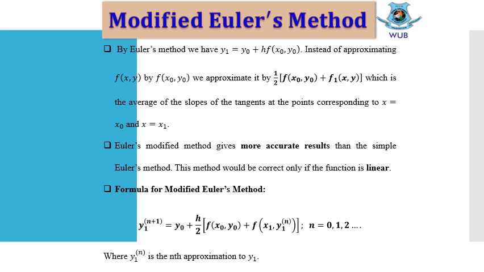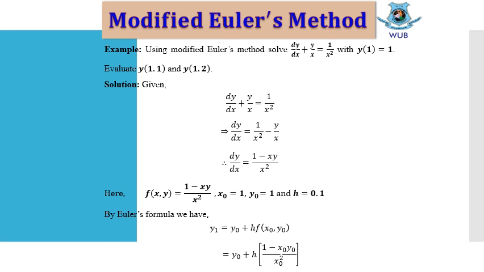The modified Euler method gives us more accurate results than the simple Euler method. This method would be correct only if the function is linear. The formula for the modified Euler method is given here. You have to remember this for solving the math.